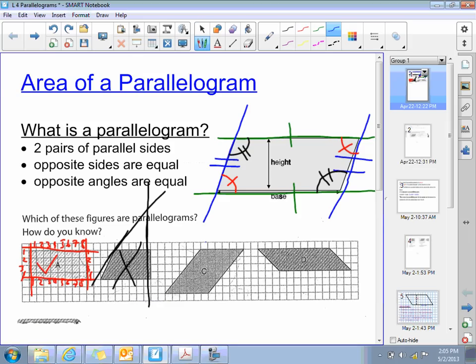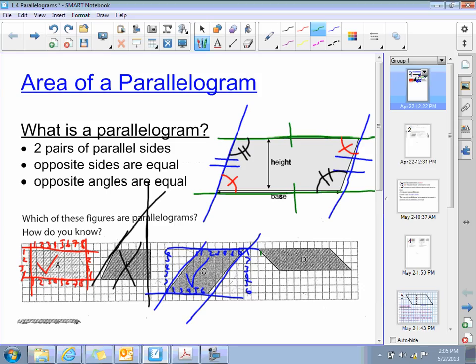C. Looks like I have parallel lines here and here. If I stretch it from left to right, I've got 6 centimeters, 6 centimeters. Top to bottom, 6 centimeters, 6 centimeters. I would say C is a parallelogram.